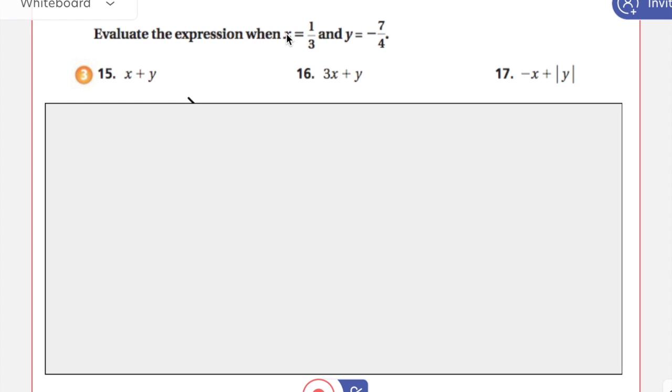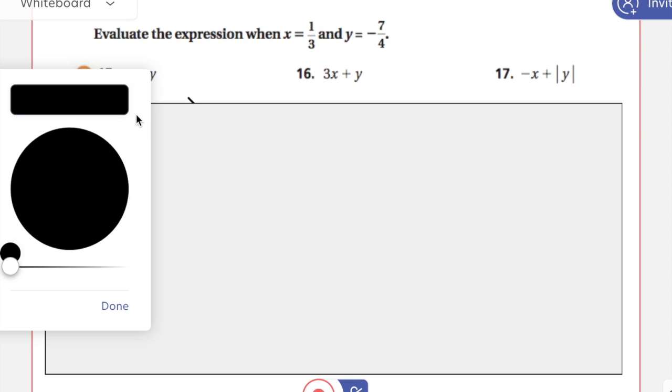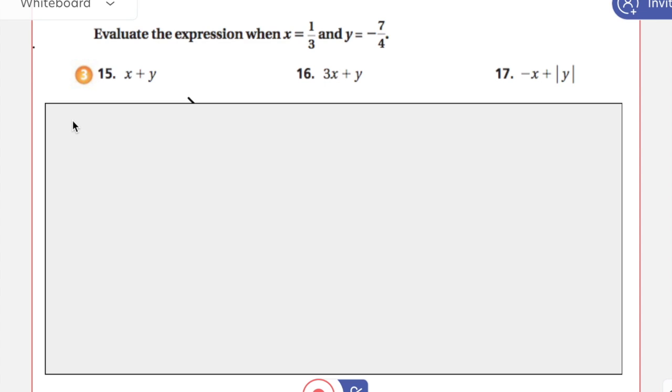Evaluate the expression for when x is 1/3 and y is negative 7/4. So I plug my values in and I evaluate. So for this first example, I have x plus y. Well, x is 1/3 plus, I am plugging in a negative 7/4. Now, it depends on what you want to do. Some people like to do common denominators first. Some people like to get their operations out of the way first. It does not matter. So let's say I wanted to get common denominators first.